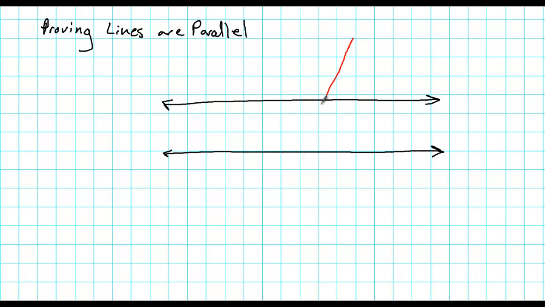But I can say that they're cut by this transversal, right? And you see it's not very straight, it's not very good at all. So I have no way of knowing if this transversal is actually intersecting parallel lines or if it's just intersecting two random lines. So I'm going to label all my angles again: 1, 2, 3, 4, 5, 6, 7, 8.